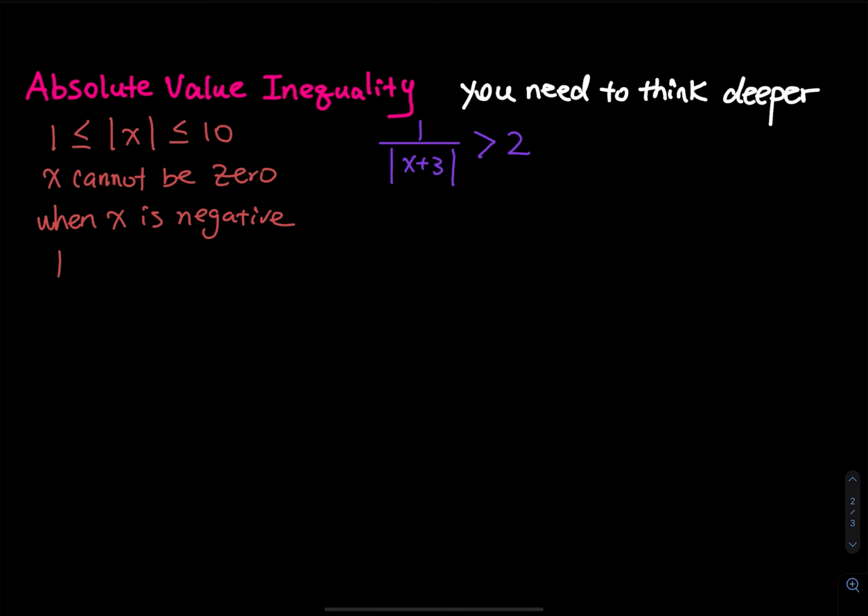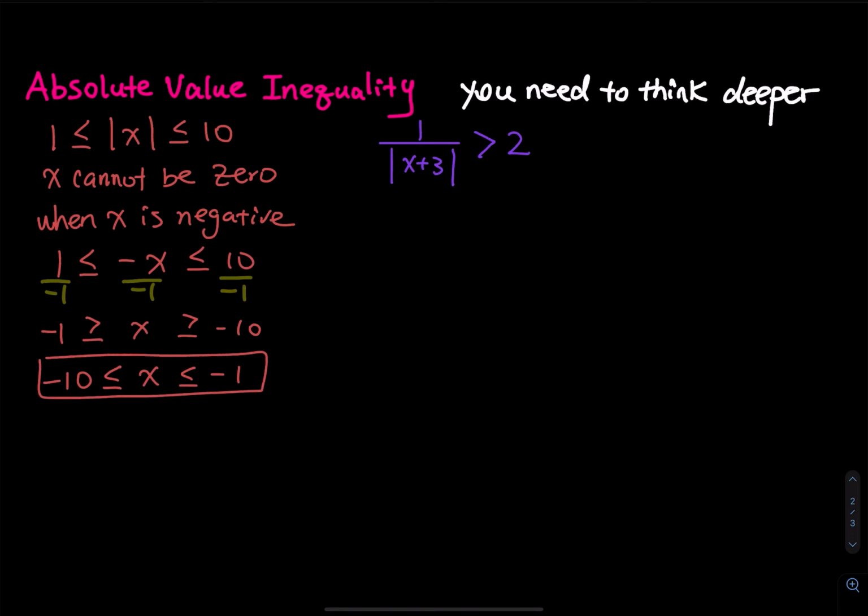So you have 1 less than or equal to negative x less than or equal to 10. And then you multiply each side by negative 1. You have negative 1 greater than or equal to x greater than or equal to negative 10. Let's double check this. Negative 1 is greater than negative 10, right? I would like to put the smaller number on the left, the bigger number on the right. So you have to reverse the order: negative 10 less than or equal to x less than or equal to negative 1. So this is the first solution set.